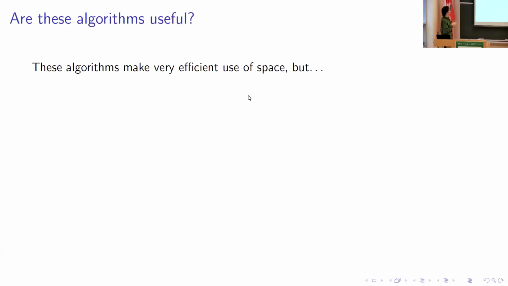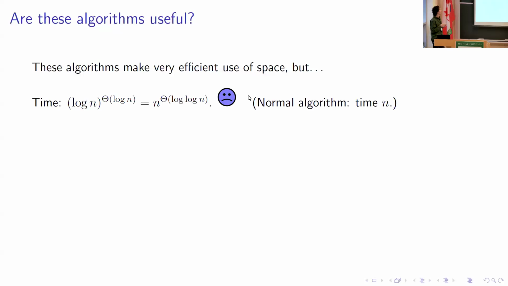So first of all, I've been talking about algorithms being useful. So is this a useful algorithm? It does make very efficient use of space. But unfortunately, the time it takes to run is about log n to the power log n, because every layer of recursive calls is running this for loop over log n elements. So that's n to the power log n. It's more than polynomial, which is pretty bad, especially compared to the normal algorithm, which is just linear time.